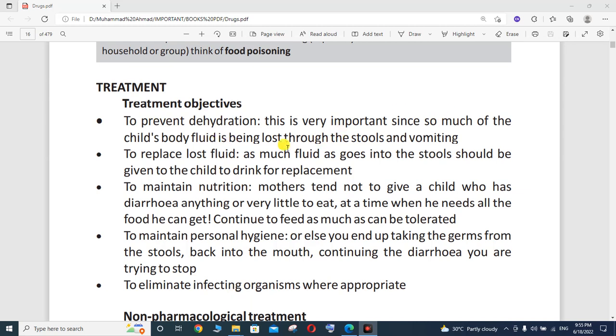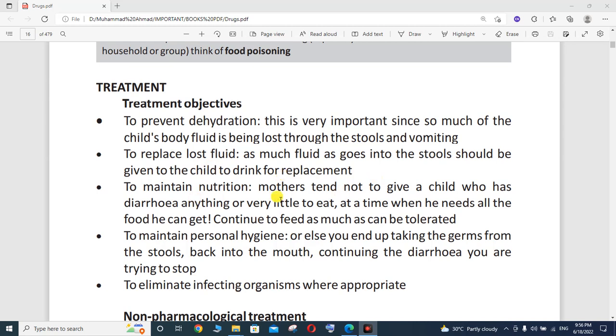In the case of prevention of dehydration, this is very important since so much of the child's body fluid is being lost through the stools and vomiting. You will have to replace the lost fluid. As much fluid as is lost into the stools should be given to the child to drink for replacement.